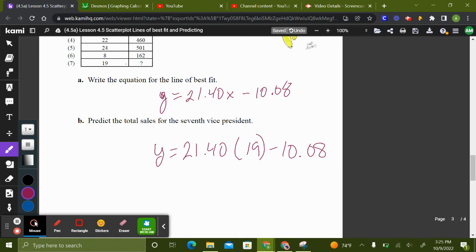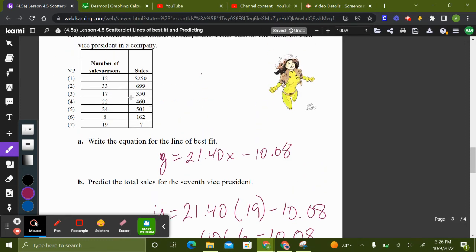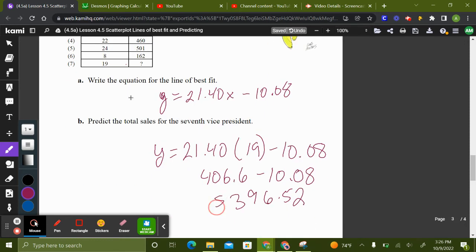So I'd have 21.40 times 19 is 406.6, minus my 10.08 gets me 396.52. Okay? And that would be dollars. And this is a completely acceptable way to find the answer.